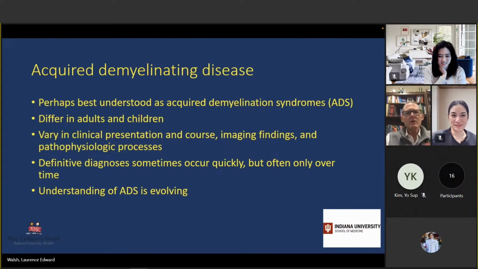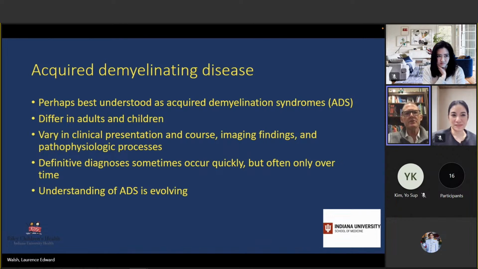So acquired demyelinating disease in children, and I'm really going to stick to pediatrics, is best described or understood as acquired demyelinating syndromes. My training was in child neurology and then clinical genetics, and so I think in syndromes, even when maybe I shouldn't be. It's just easier for my brain to work that way.